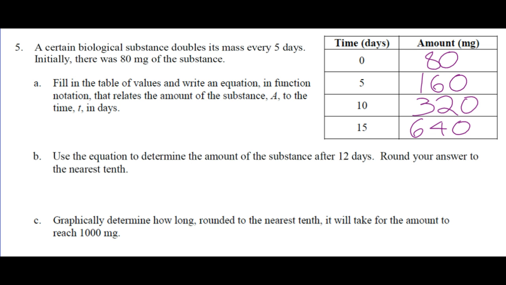Write an equation in function notation that relates the amount of substance. So let's see, we're going to do A of t. So what's my initial amount? 80. What's it doing? It's doubling. So the base of the exponential function is 2. What's the doubling period? 5 days. So we go t divided by 5, and t is time in days. Okay. So remember, it's got to match up.